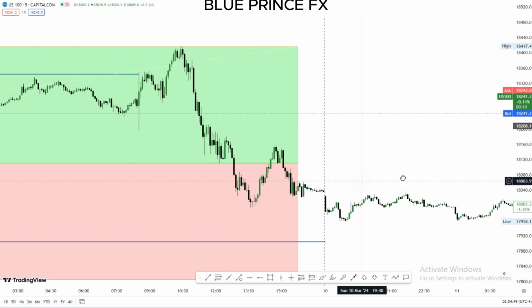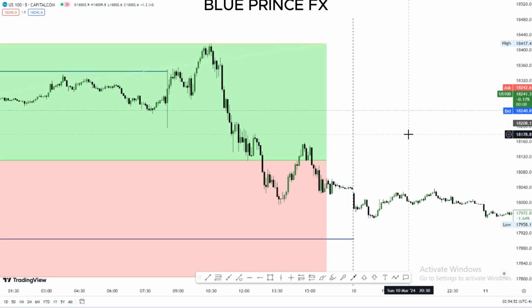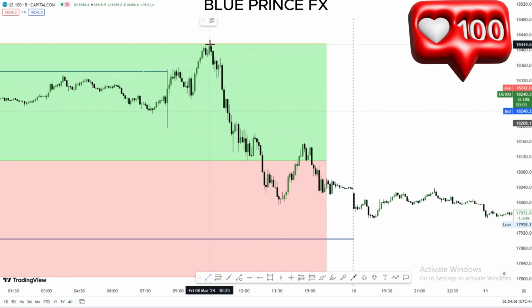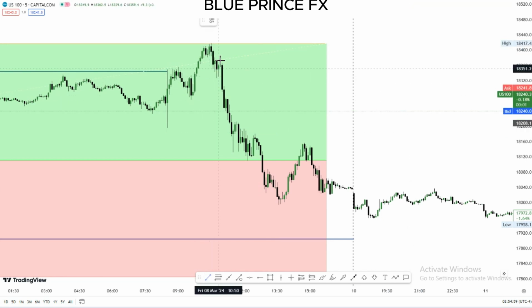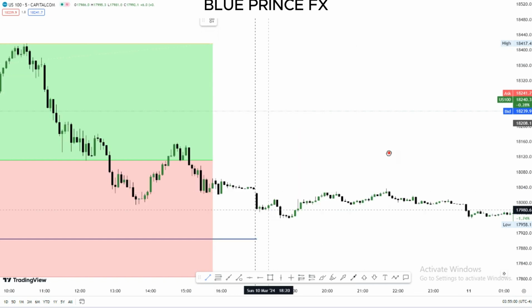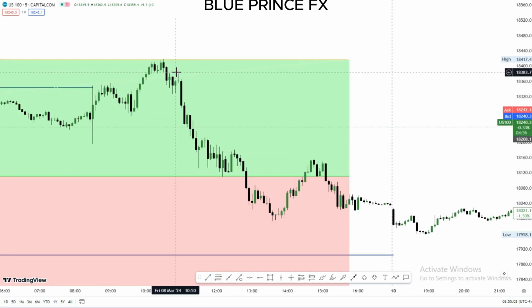So if you look here at the 5 minutes time frame, we have this market structure shift. We have the market making this high, then the market making this low, then the market failing to make a high, and instead it makes a lower high. This is our first clue that the market is now turning to go bearish, right? And we have the market breaking this structure to the downside.